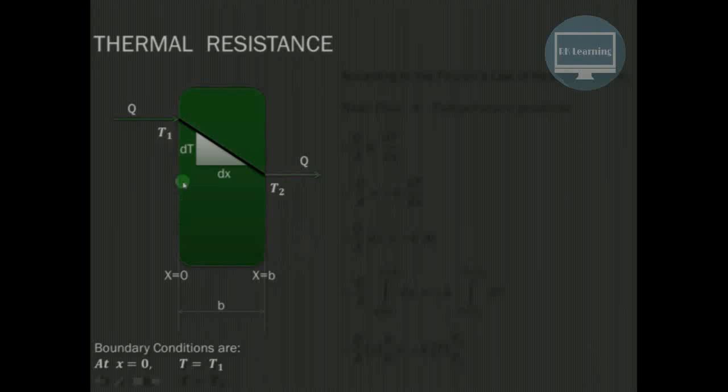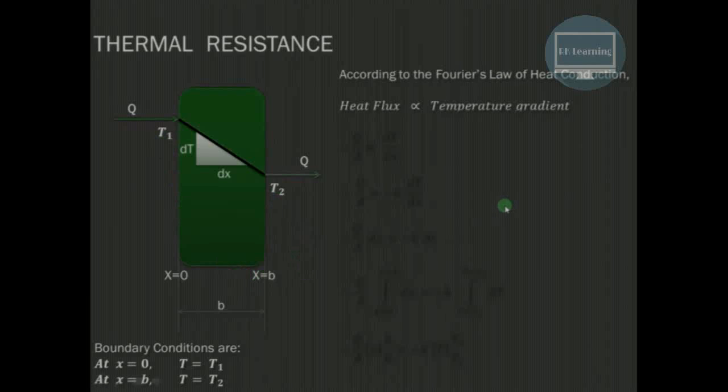So the heat is flowing from high temperature towards a low temperature. The boundary conditions are: at x is equal to 0, temperature is T1, and at x is equal to B, temperature is T2. Now according to Fourier's law of heat conduction, the heat flux is proportional to the temperature gradient. This heat flux is nothing but the heat flow rate per unit area, and it is proportional to the temperature gradient, that is how temperature changes with respect to the distance dx. The constant of proportionality is known as thermal conductivity with a negative sign, because the heat flow takes place in the direction of decreasing temperature.